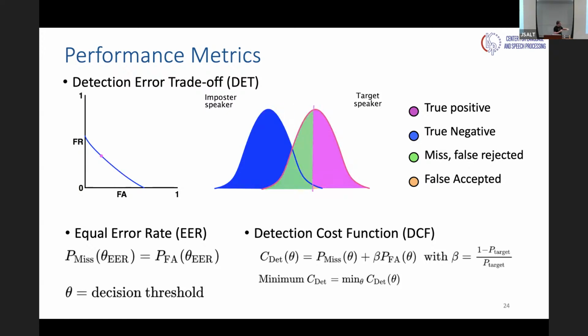So you can calculate this detection cost function for multiple thresholds, but depending on beta, there will be a point where you have a minimum detection cost function. So you can calculate the threshold that minimizes the cost function, and that's one of the metrics that we normally use, the minimum detection cost function.